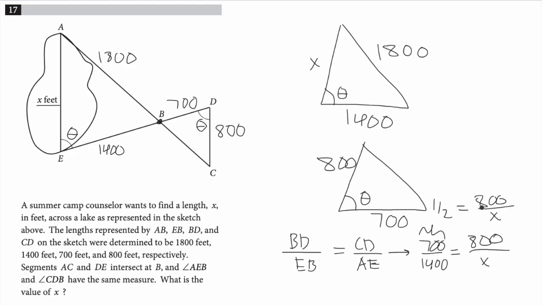In order to isolate the x, we would divide 800 by each value. So this one will cancel out, and this would be 800 over 1/2 equals x. And if we calculate, 800 times, since it's divided by a fraction, we flip it and multiply, so it would be 1600. Our final answer is that x equals 1600.